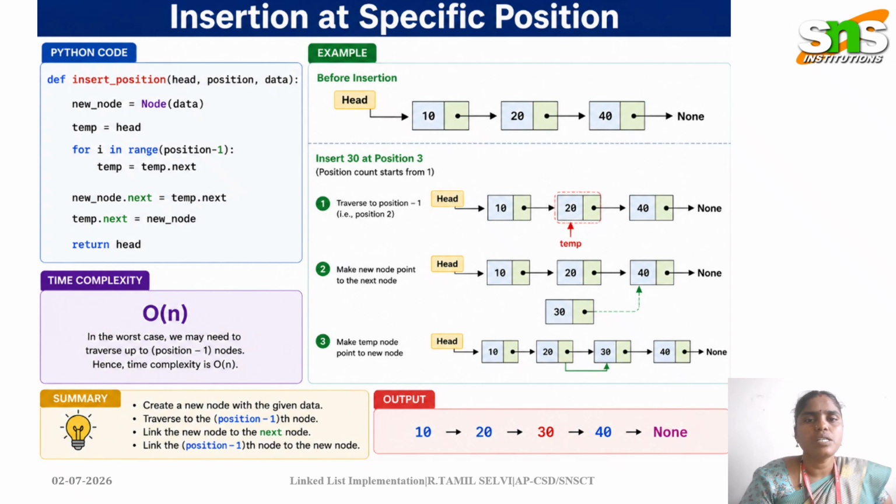Next one, insertion at a specific position. Initially, the linked list contains the nodes 10, 20, and 40. We are going to insert 30 at position 3. Always remember, position count starts from 1.